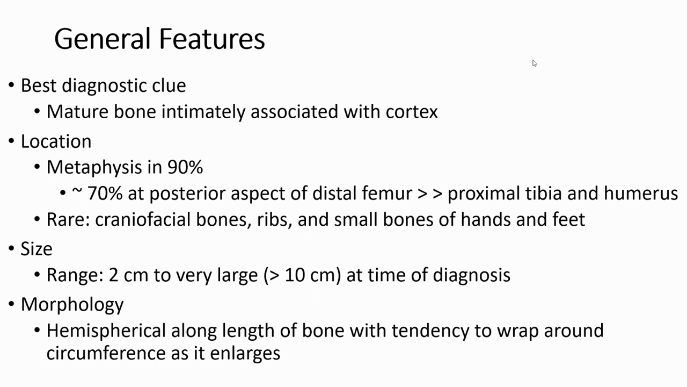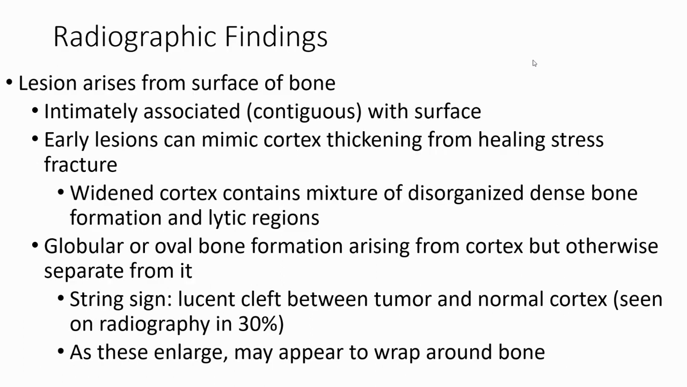Morphology: hemispheric, along a length of bone with a tendency to wrap around the circumference as it enlarges. Radiographic findings: the lesion arises from the surface of the bone, intimately associated with the surface. An early lesion can mimic cortical thickening from a healing stress fracture. The widened cortex contains a mixture of disorganized dense bone formation and lytic regions. Globular or oval bone formation arises from the cortex but is otherwise separate from it.